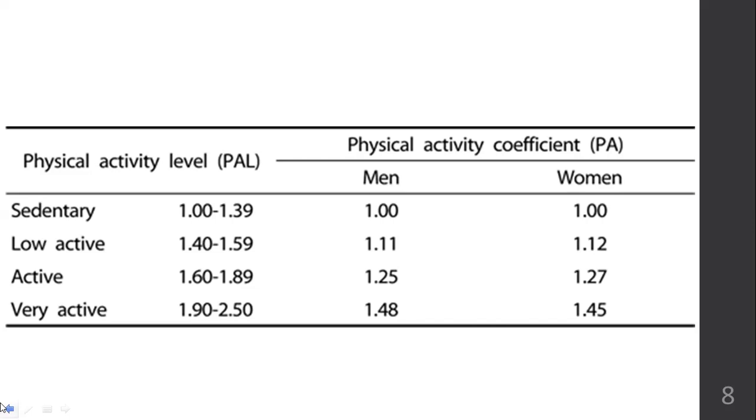So you will get to know if the person is sedentary or low active, because when you take the total physical activity ratio divided by 24 hours, you will get the answer. Whatever the answer is, if it is between 1 to 1.39, the person is sedentary. If it is 1.4 to 1.59, low active. 1.6 to 1.89, the person is active. And if it is 1.9 to 2, the person is very active, athletic level active.